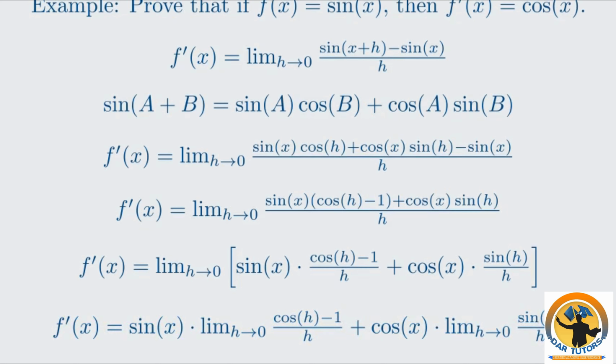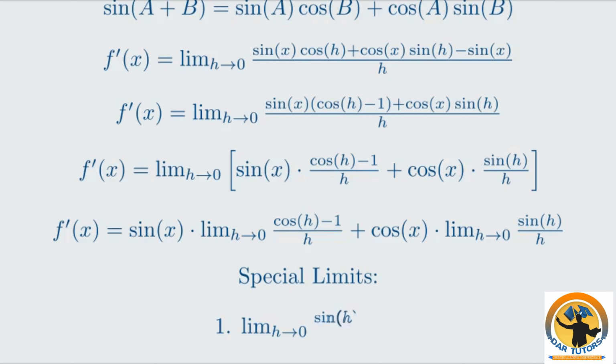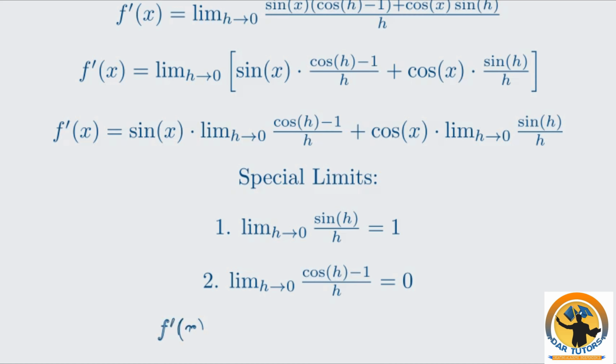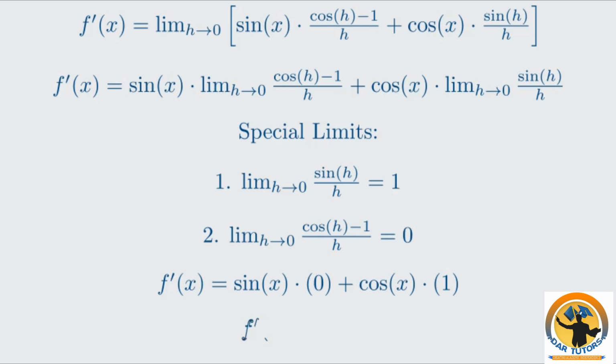Now we need to evaluate these two special trigonometric limits. These are standard results you should be familiar with. The limit as h approaches 0 of sine h over h is 1, and the limit as h approaches 0 of cosine h minus 1 over h is 0. Substituting these values back into our expression, f prime of x equals sine x times 0 plus cosine x times 1. This simplifies to cosine x, and we have successfully proven that the derivative of sine x is cosine x.